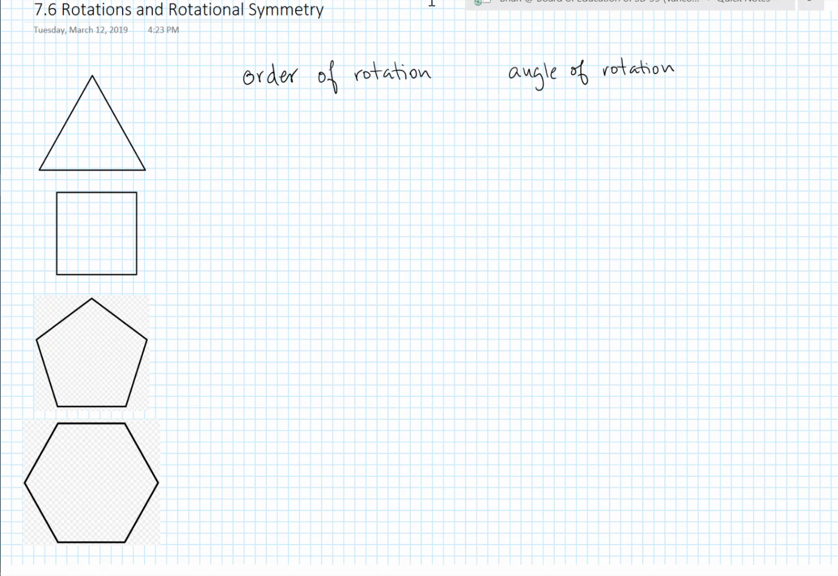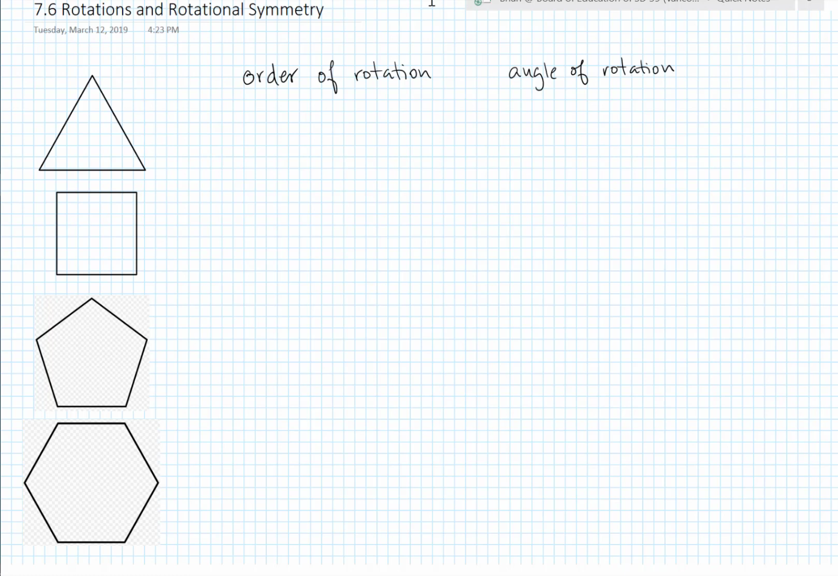I will have a dynamic example of rotation a little bit later on using GeoGebra, but for now we just have to use our imagination. So there's 2 things that we're going to talk about with respect to rotation, and that is order of rotation and angle of rotation. And they're related. If you know one, you can figure out the other, and we'll see what that relationship is.